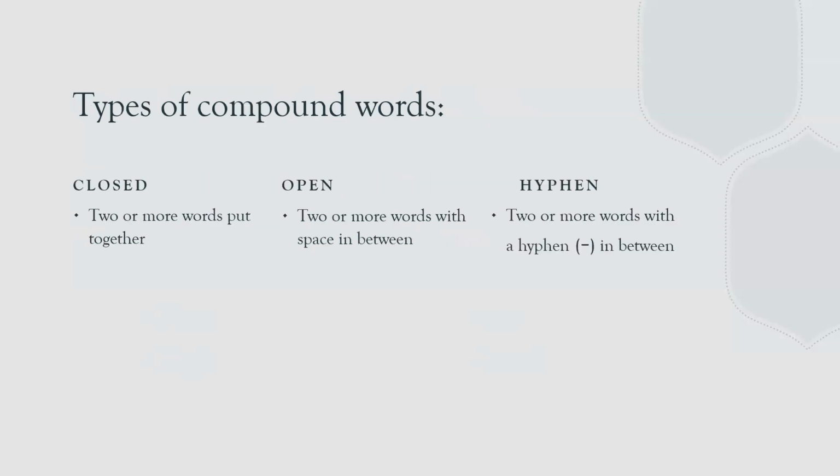There are three different types of compound words. We have closed, open, and hyphen. Closed compound words are two or more words put together, like we saw in basketball. Open compound words are two or more words put together, but they do have a space in between when you're reading them. Hyphen compounds are two or more words with a hyphen in between, or a dash.